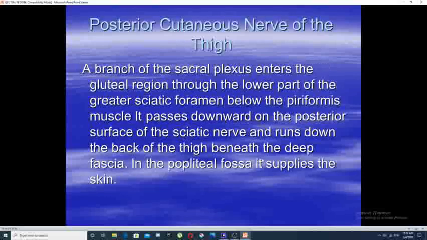The second nerve in the gluteal region is the posterior cutaneous nerve of thigh. It is a branch of the sacral plexus, enters the gluteal region through the lower part of the greater sciatic foramen below piriformis muscle, passes downward on the posterior surface of the sciatic nerve, and runs downward on the back of thigh beneath the deep fascia. It supplies the skin over the back of thigh.